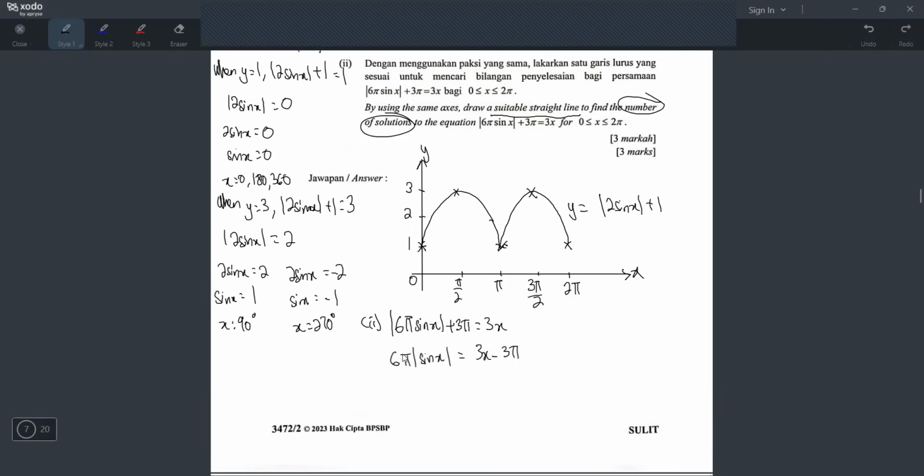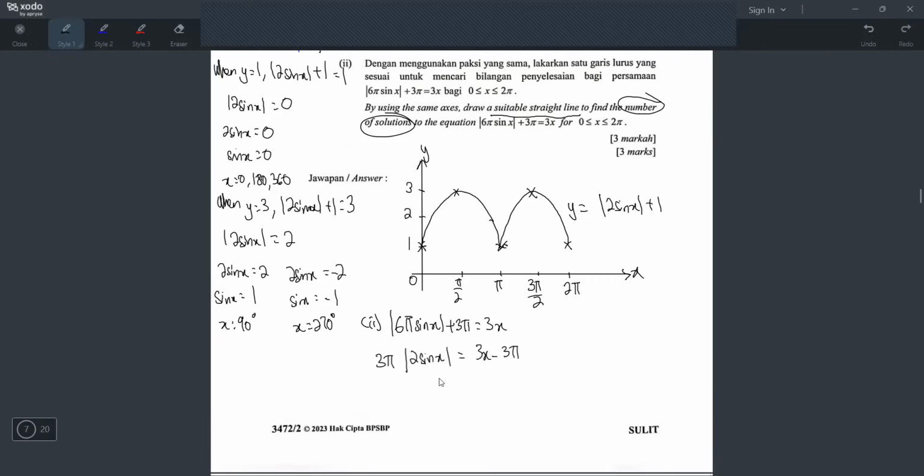So remember that, if it's a times relation, you can do that. And then once you take it out like this, wait. I think it's better if you don't take out the 6 pi. I think it's better if you take out 3 pi. Why take out 3 pi? Because 6 pi divided by 3 pi is 2, right? And why is it better to do it like this? Because I want my equation to look like this: modulus 2 sin x plus 1, right? So this is the better way to do it.